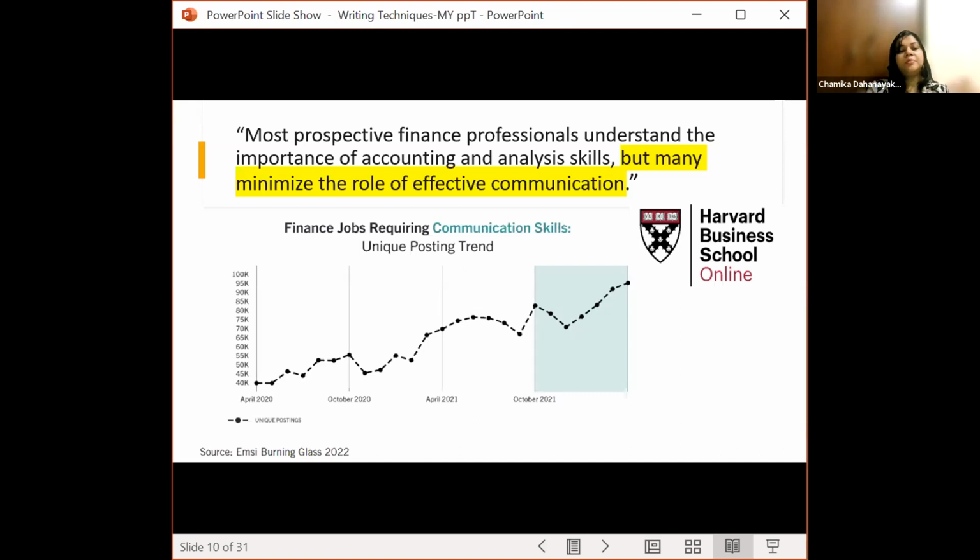So what does it mean? Compared to the past, at present communication skills are most in demand in finance jobs in the industry.